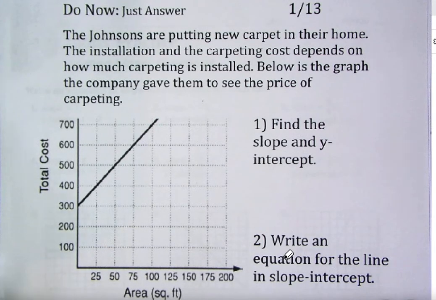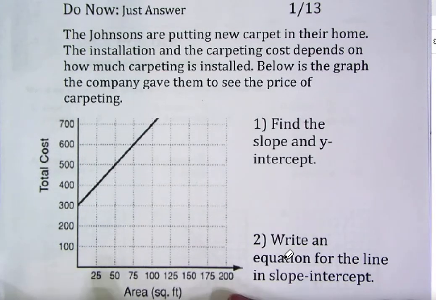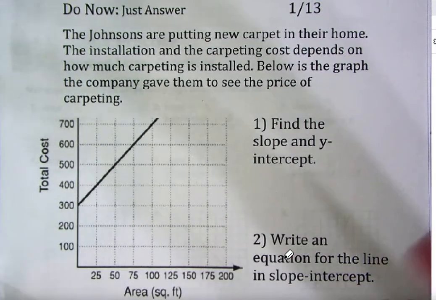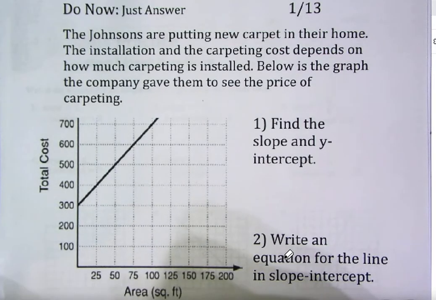The Johnsons are putting new carpet in their home. The installation cost depends on how much carpeting is installed, right? Of course, which means cost is a function of how much carpet is installed. Below is the graph the company gave them to see the price of carpeting. Obviously, this is not what carpet does, but maybe. I mean, who knows? Carpet companies do.